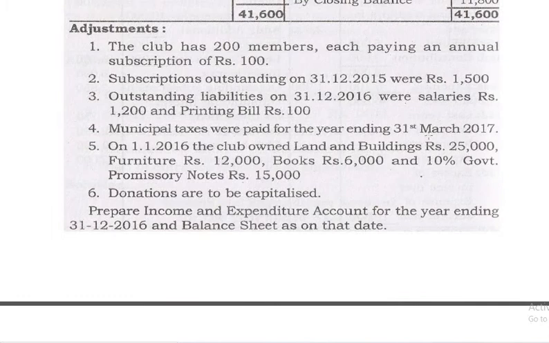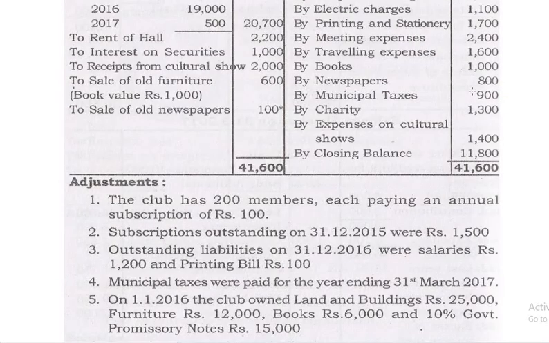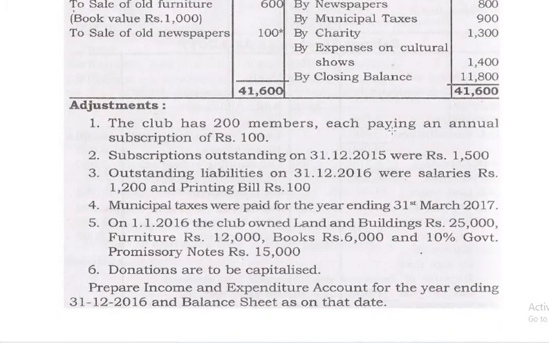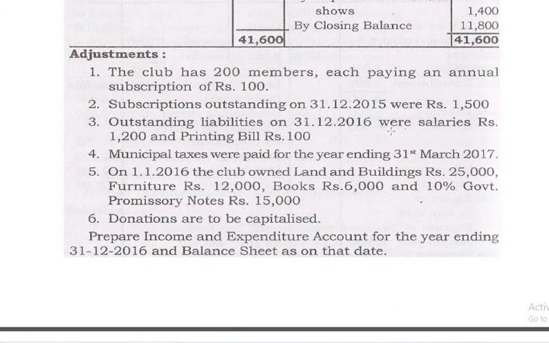Municipal taxes were paid for the year ending 31st March 2017. For 12 months, 900 rupees have been paid. So, for 12 months, 900. For 3 months, how much? That you have to calculate, and that is nothing but prepaid expenses. So, from 900, prepaid expenses should be deducted in the income and expenditure account. And the same prepaid expenses should be shown on the asset side of the closing balance sheet.